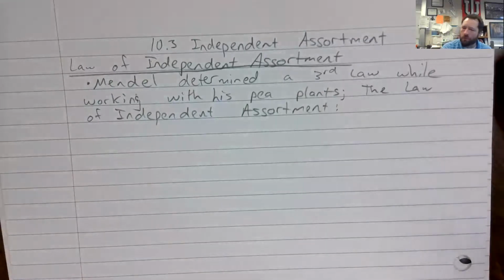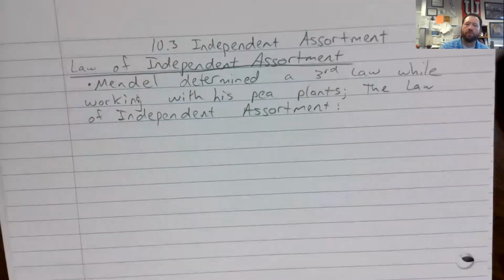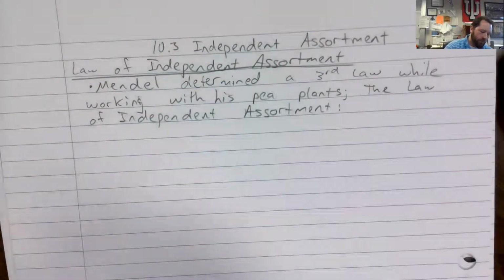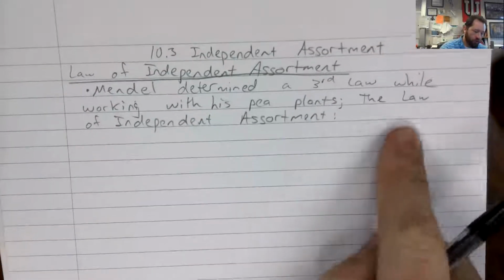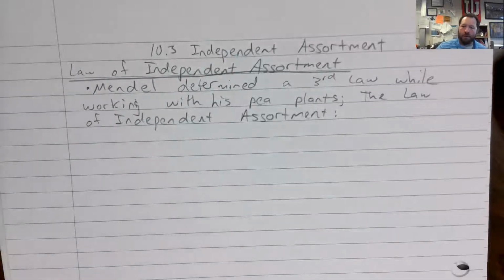So again, Mendel was working with his pea plants, and simply by observing their phenotypes, when he crossed them, when he mated these plants, he was able to determine all three laws that we use today to govern genetics. So his third law is what we call the law of independent assortment.